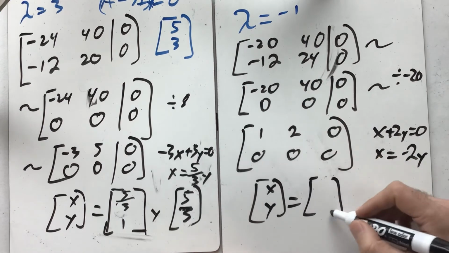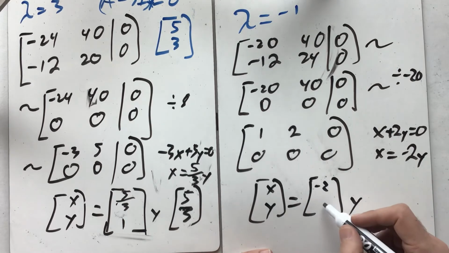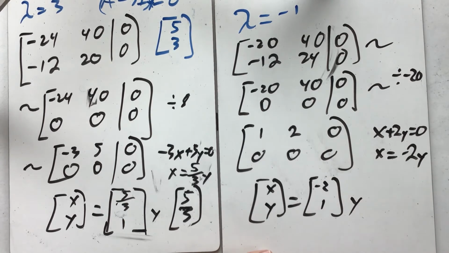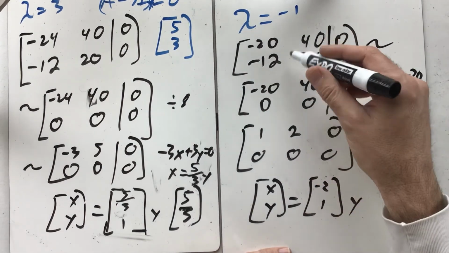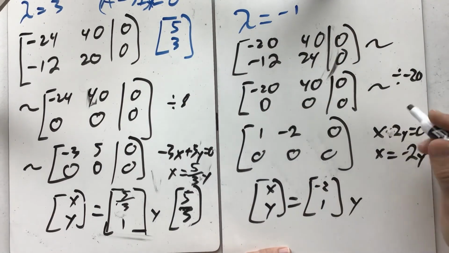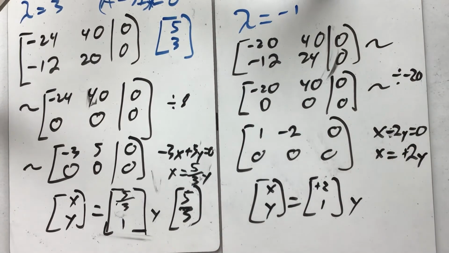And again, we'll make y our variable. And so x equals -2y, and y equals 1y. Let's see. Oh, wait. That should have been a -2. And so that means that one should have been positive. And wow, I'm trying to make mistakes, but I keep catching myself, which is good.